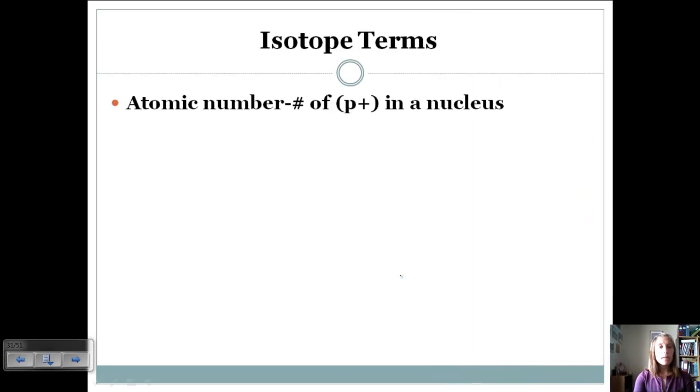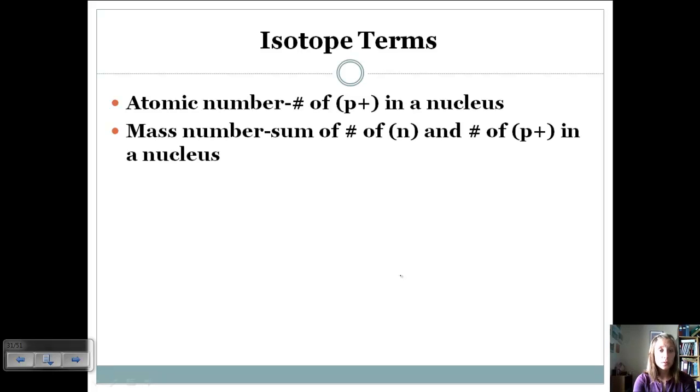Okay, so we've been talking about atomic numbers, so let's talk about a few terms. The atomic number is the number of protons in the nucleus. It identifies the element. If you change the number of protons, you change the identity of the element. It's really important. The other key piece of information is the mass number. The mass number is the sum of neutrons and protons in the nucleus.